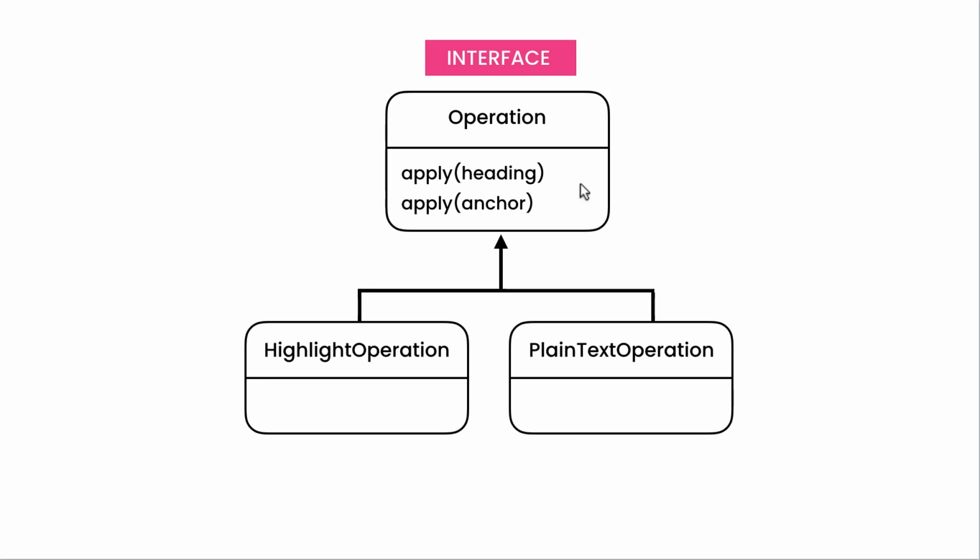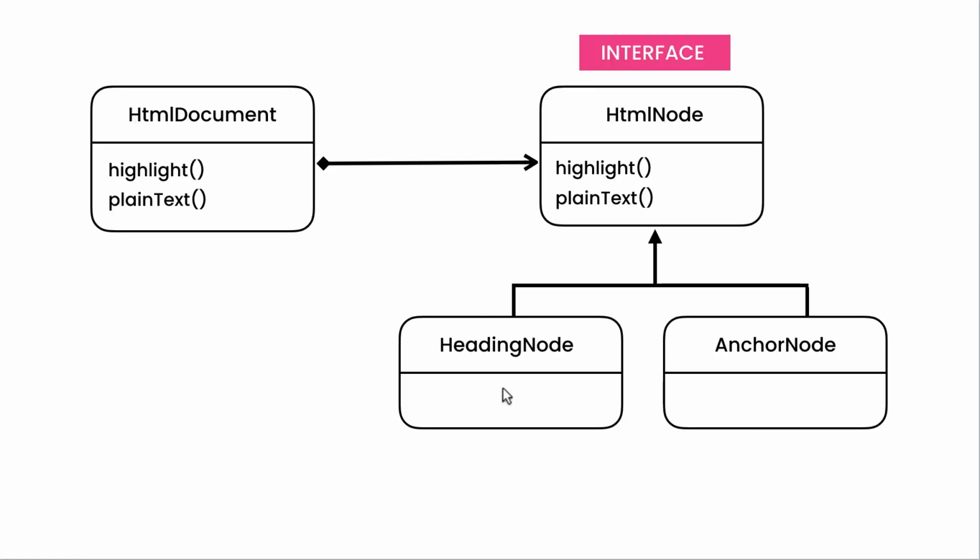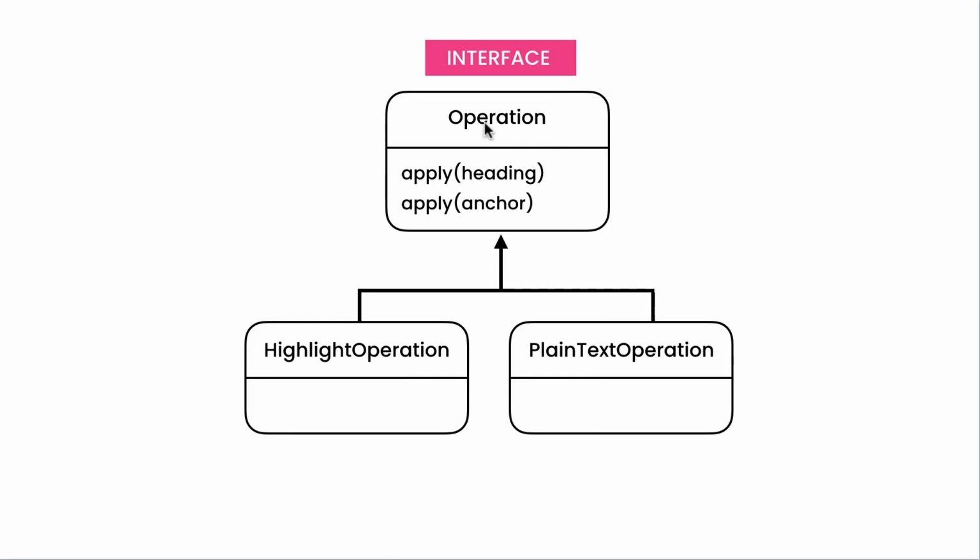However, we should use this solution only if our object structure is stable. So currently we have two types of nodes here, heading node and anchor node. That is the reason why in our operation interface, we have two apply methods, one that takes a heading object, the other that takes an anchor object. If our object structure is not stable and we're going to end up with new types quite often, then every time we introduce a new type, we have to modify the operation interface as well as all the classes that implement this interface. So once again, we should use this approach if our object structure is stable, but we want to support new operations frequently.